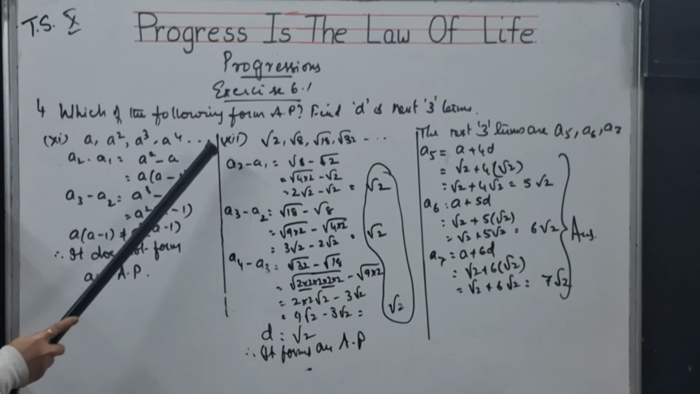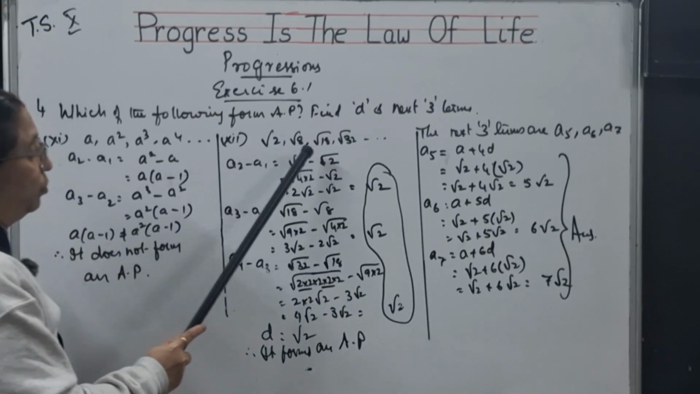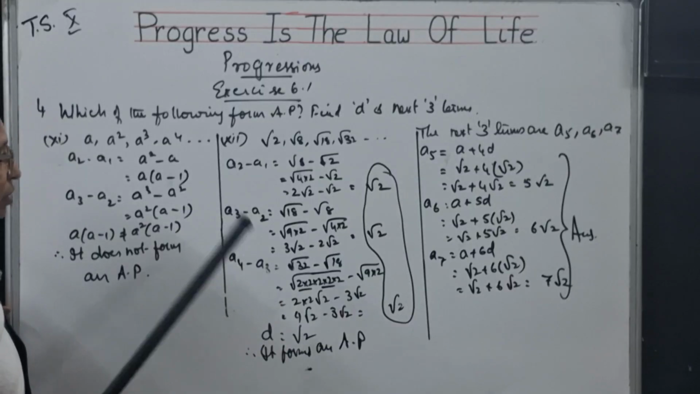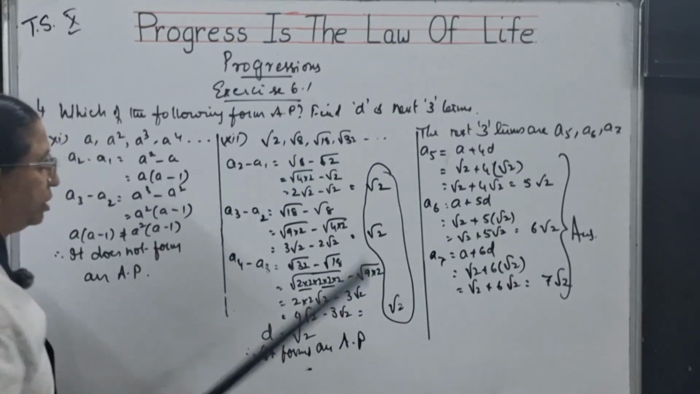12th one, root 2, root 8, root 18, root 32, and so on. So a2 minus a1 is root 8 minus root 2.